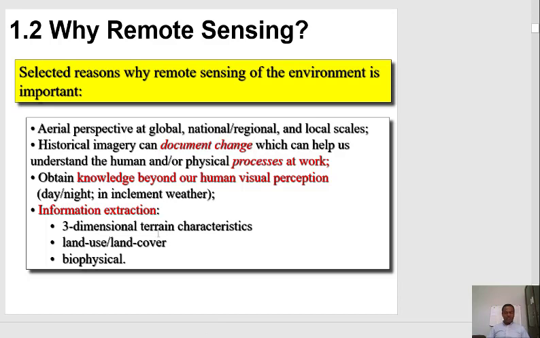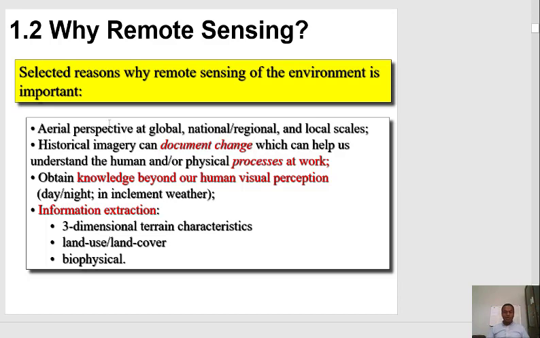It gives large coverage data at global scale, at national scale, at local scale, such as zonal scale and regional scale. Data can be obtained through remote sensing. So remote sensing covers a wide area, so you can collect information at a time for a very wide coverage.